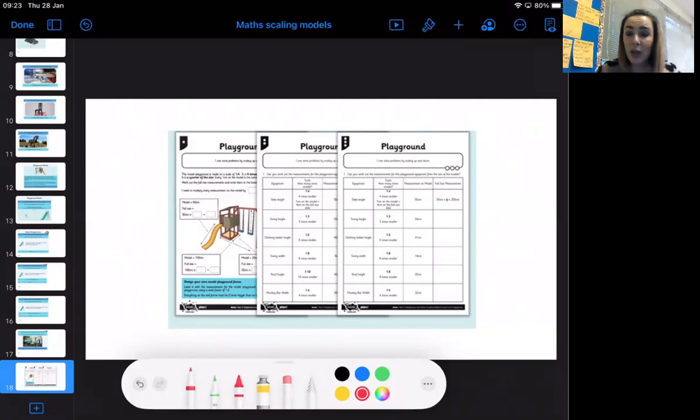So a reminder today, you're thinking about scaling up and scaling down. When you're scaling up, you're thinking about multiplying, making something bigger. When you're scaling down, you're thinking about dividing, making something smaller.